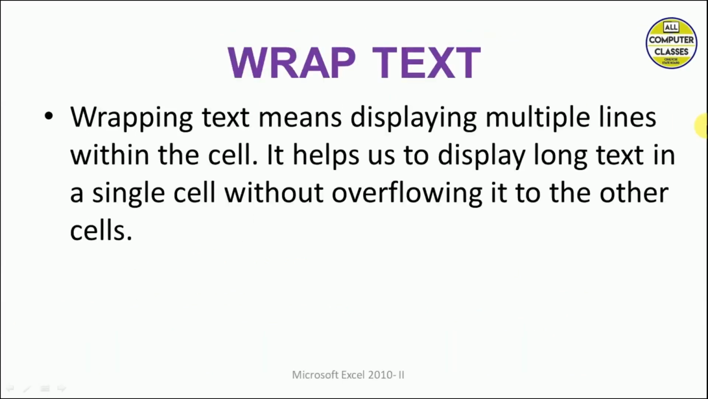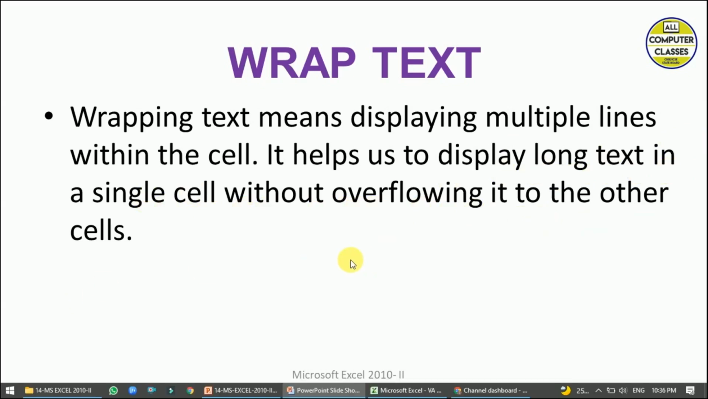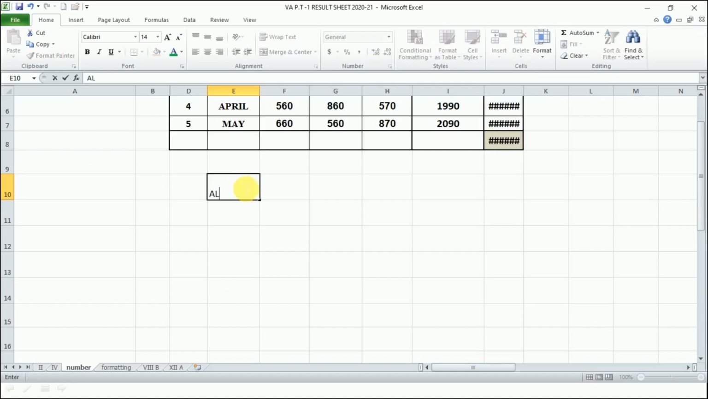Next topic is wrap text. Wrapping text means displaying multiple lines within the cell, right? So it helps us to display the long text in a single cell without overflowing it to the other cell, right? So let me explain you with the practical. For example, if I write here all computer classes, you see it is a long text and it is overflowing outside the cell, means it is overflowing to the next cell, right? So this is not right.